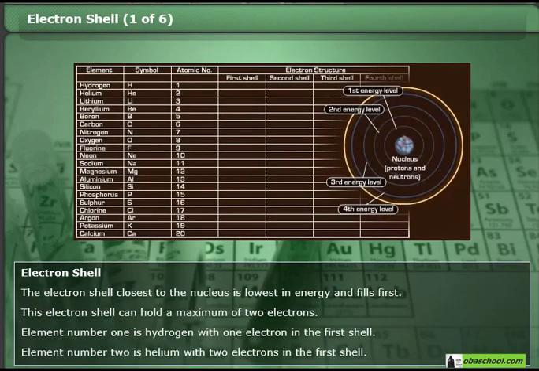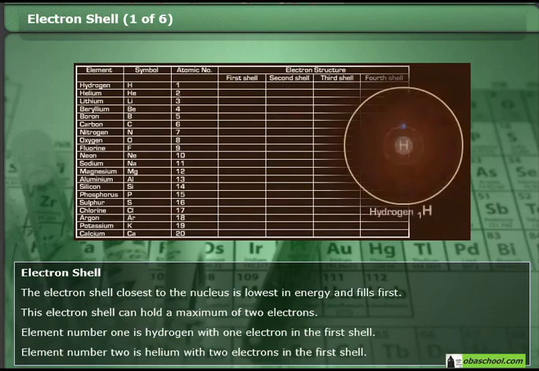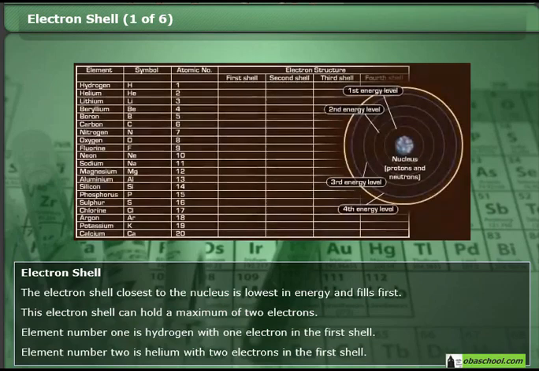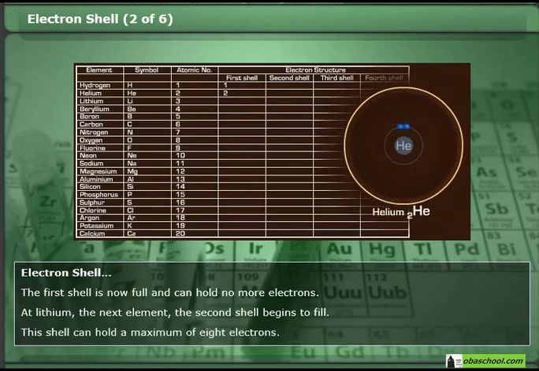The electron shell closest to the nucleus is lowest in energy and fills first. This electron shell can hold a maximum of 2 electrons. Element number 1 is hydrogen with 1 electron in the first shell. Element number 2 is helium with 2 electrons in the first shell. The first shell is now full and can hold no more electrons.